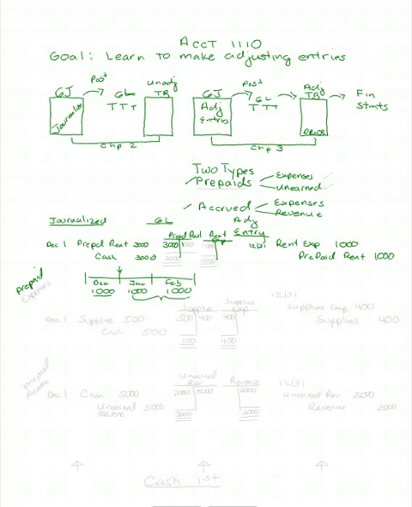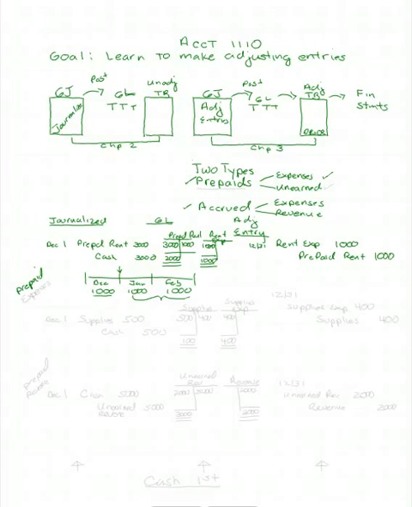I'll post this now into my accounts, and you can see that I have on the balance sheet prepaid rent left in the amount of $2,000, which is for January and February, and on my income statement I have $1,000 rent expense for the current month, which is correct. This is my adjusting entry, and it's an example of a prepaid expense.